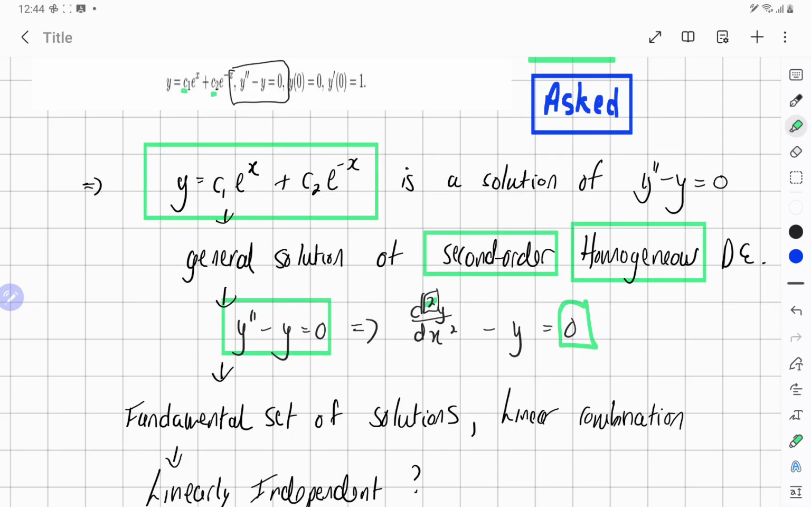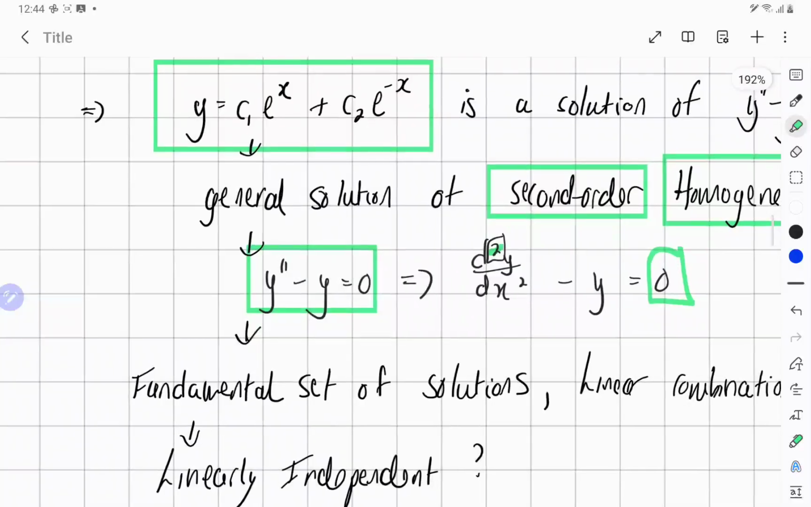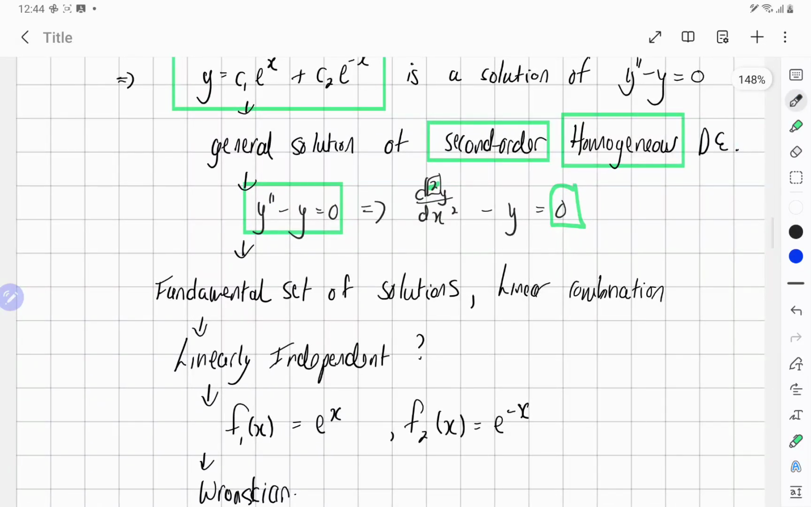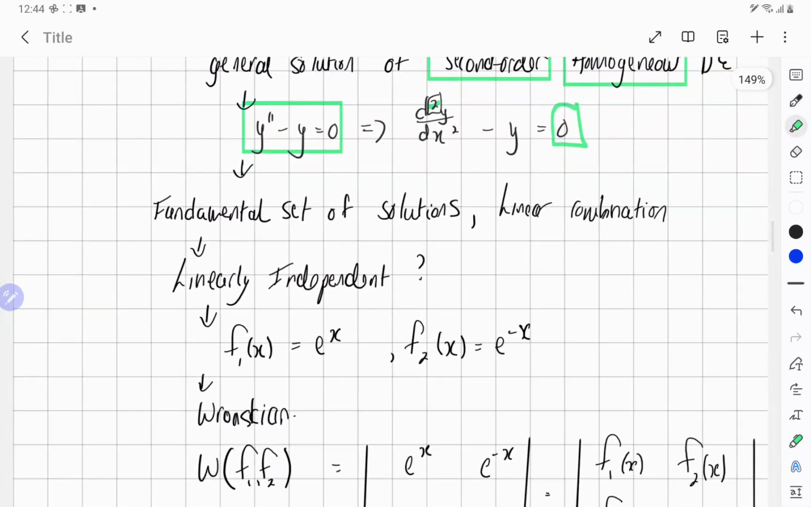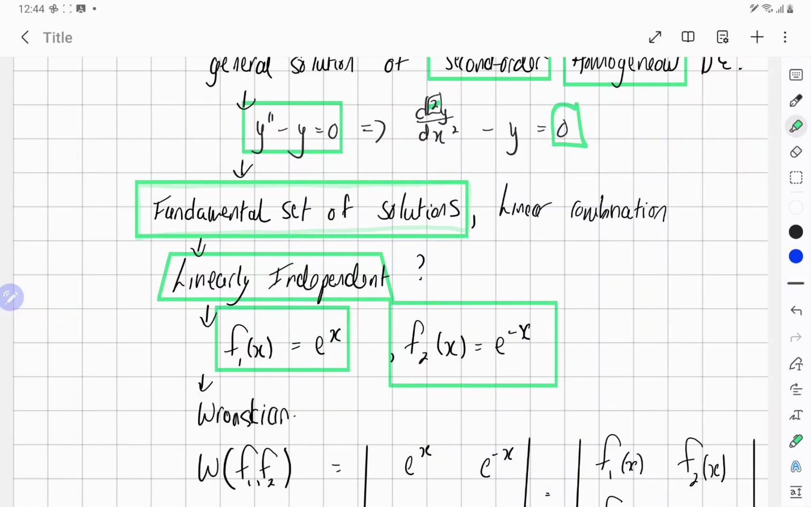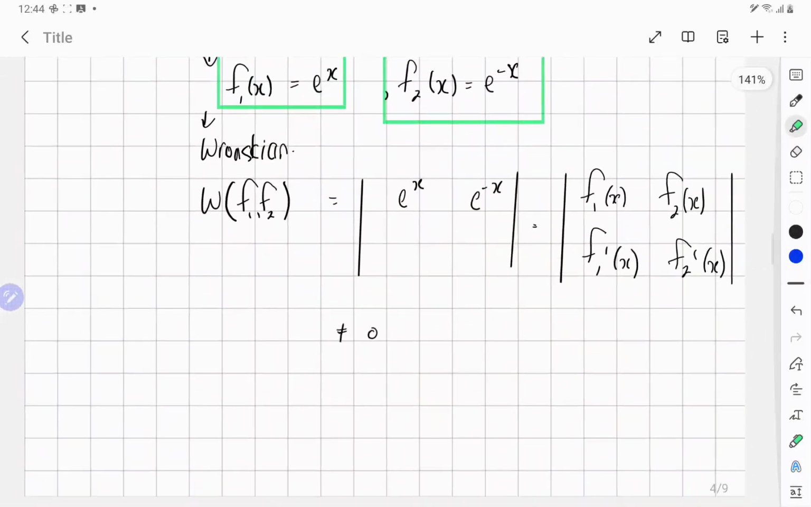But from the theory that I've mentioned before, you know now that the two functions, e to the x and e to the negative x, must be linearly independent, because if they're linearly independent, there will be a fundamental set of solutions. That means also that the linear combination of them will be a general solution.